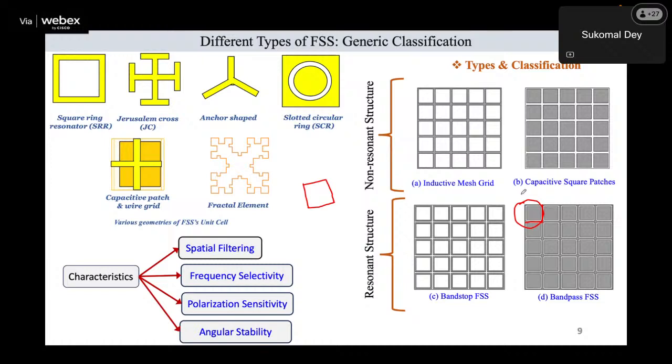What is your name? Shwati. So this is your unit cell, Shwati. Now you tell me, is there any spacing between two unit cells? No, sir. Right. The FSS surface is basically taking all the surface together. All of them are attached together.